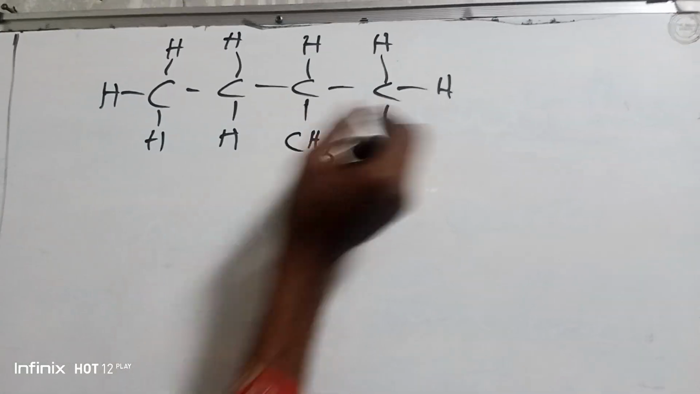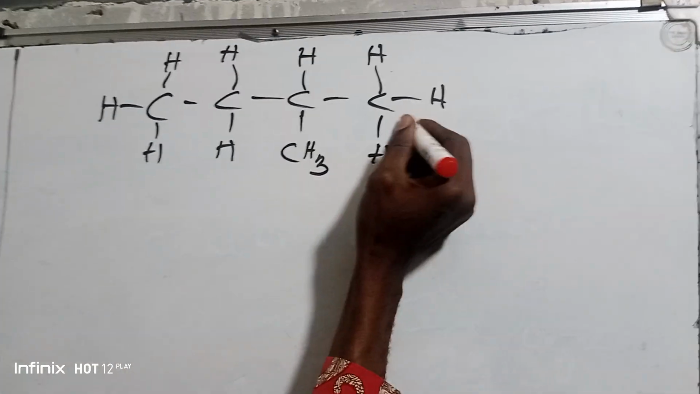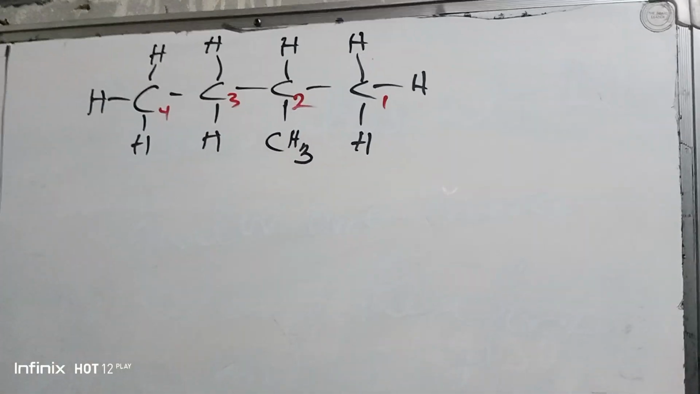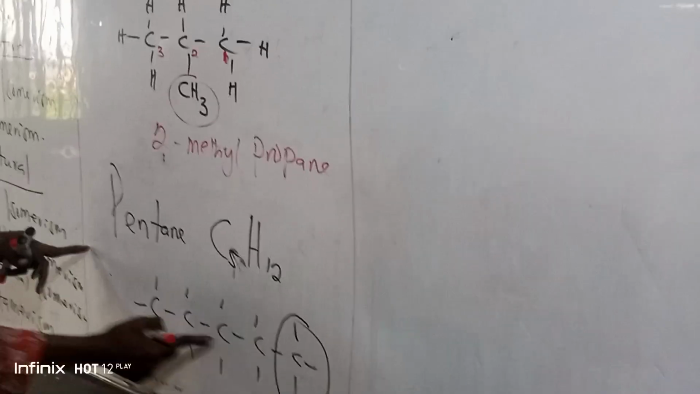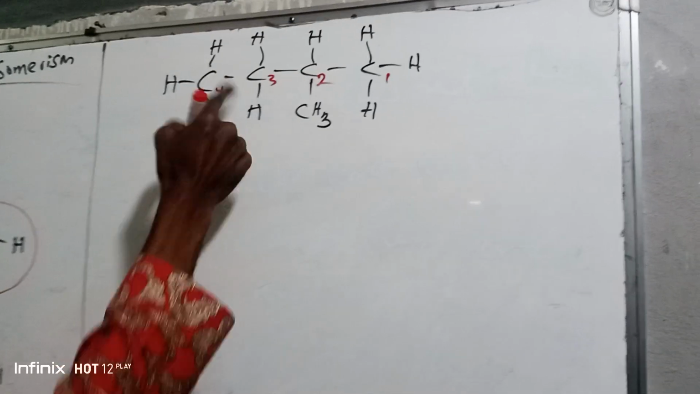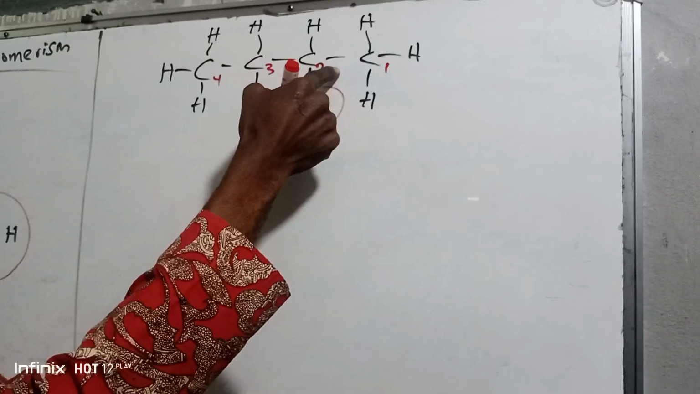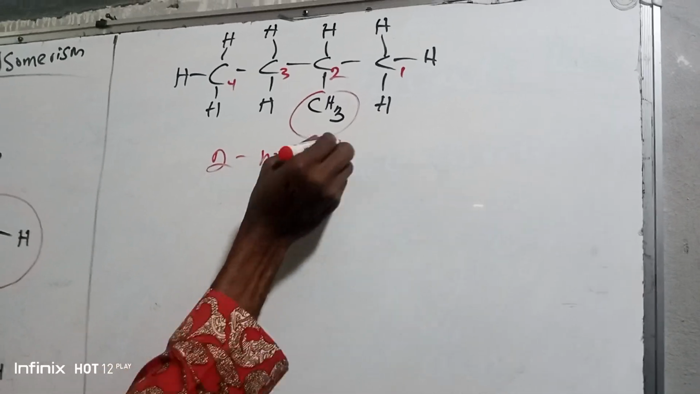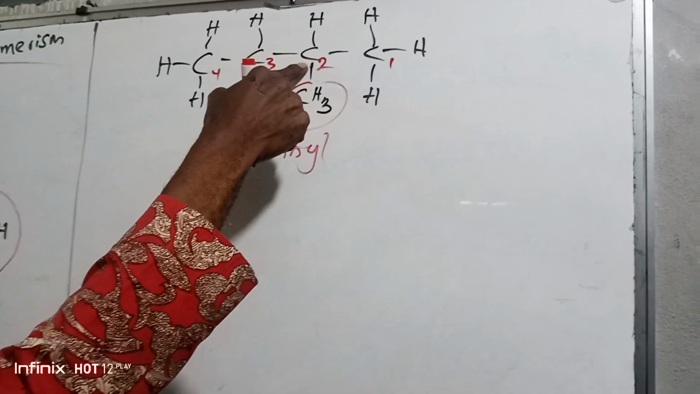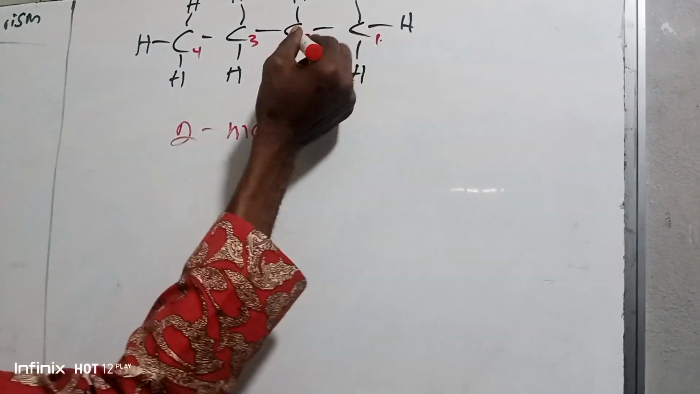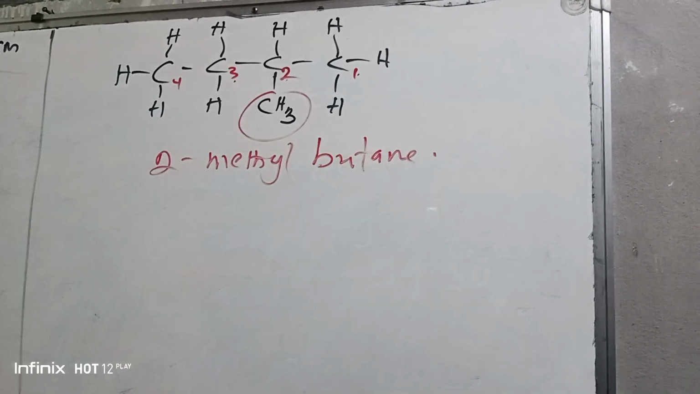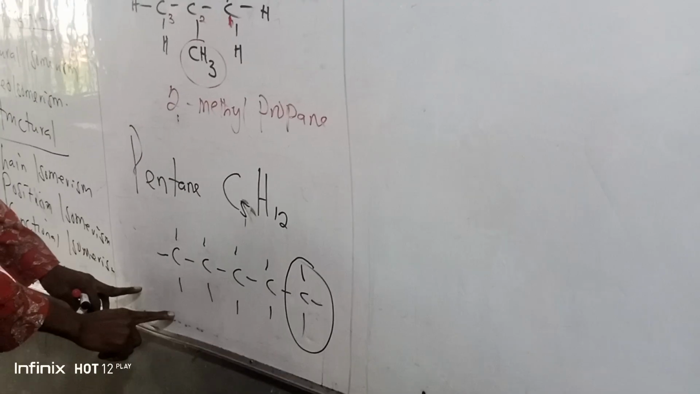Look at the carbon atoms: 1, 2, 3, 4. In the normal pentane, the parent chain has 1, 2, 3, 4, 5 carbons, but here the parent chain now has 1, 2, 3, 4. The methyl group is attached to carbon number 2. So what I have here is 2-methyl, in the sense that a methyl group is attached to carbon number 2, then 1, 2, 3, 4, butane. So 2-methylbutane is an isomer of normal pentane.